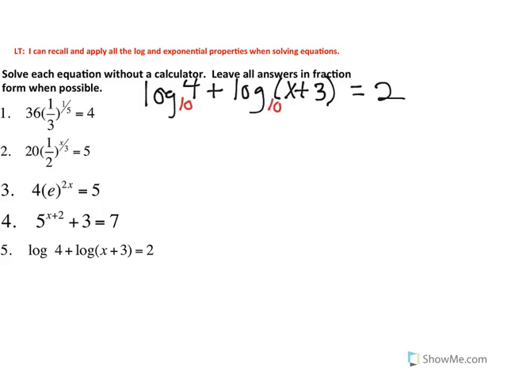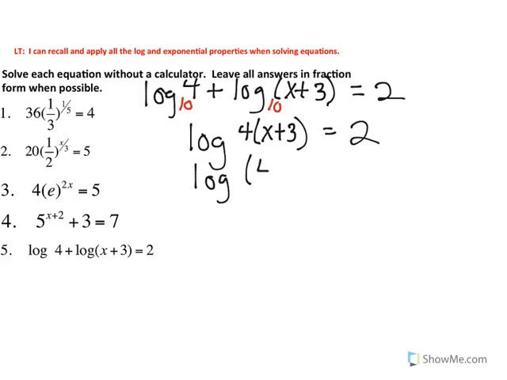And so what property allows me to condense 2 logs with the same base with addition? Okay. This would be the quotient rule. So I can rewrite that whole entire side as the log base 10 of 4 times x plus 3. Okay. And if you want, you can even go ahead and distribute that. You can either go ahead and say that this is the log base 10 of 4x plus 12, which equals 2.